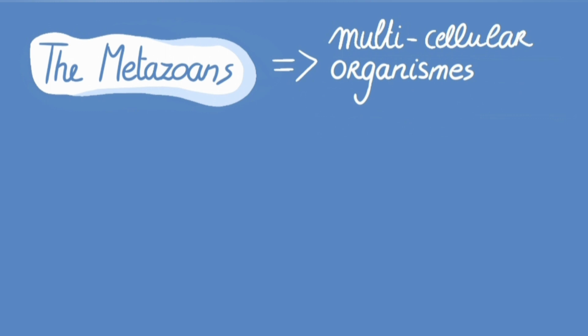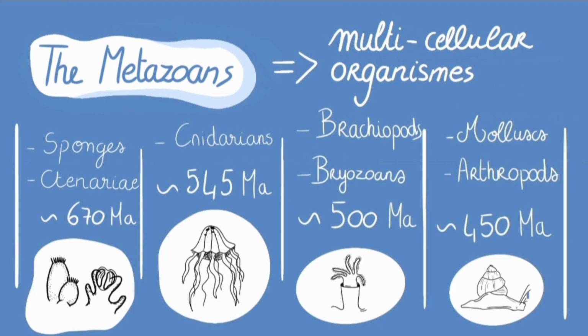Aquatic animals first appeared about 670 million years ago. At first, there were mainly sponges, and later Ctenophora. Then Cnidarians appeared about 545 million years ago. And other important groups of marine organisms, such as brachiopods and bryozoans, emerged about 500 million years ago, as well as mollusks and arthropods, which emerged about 450 million years ago.